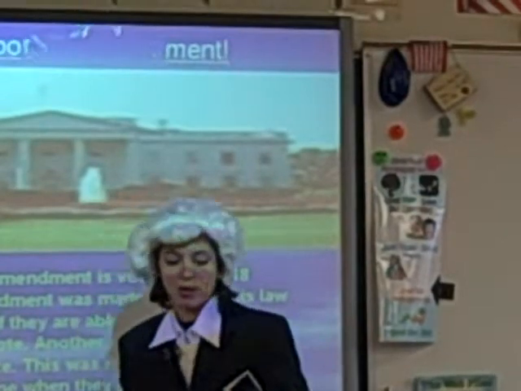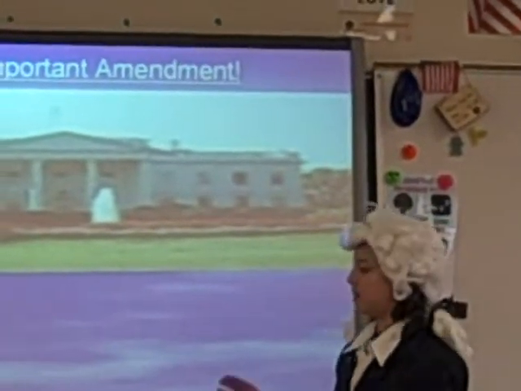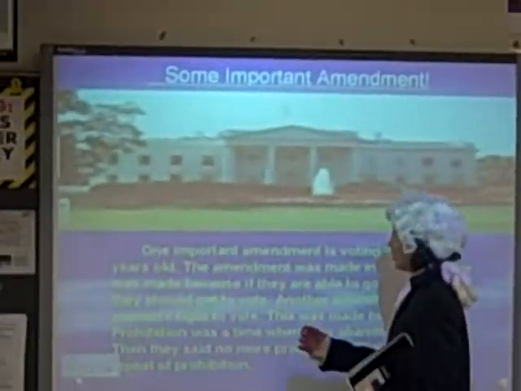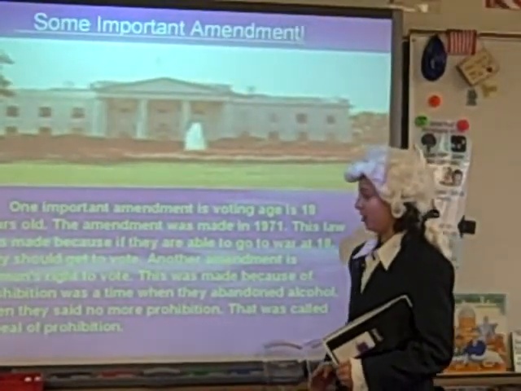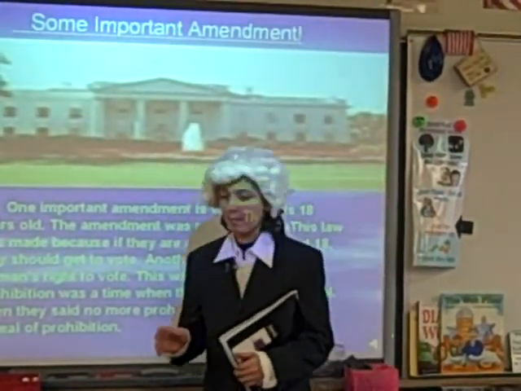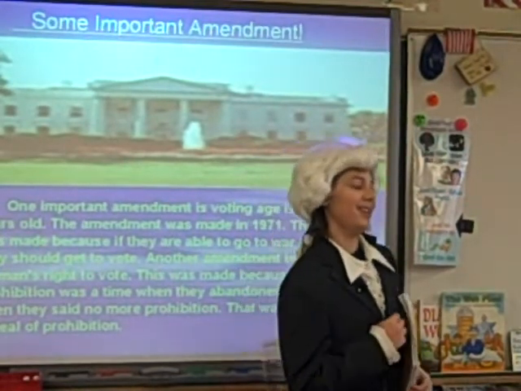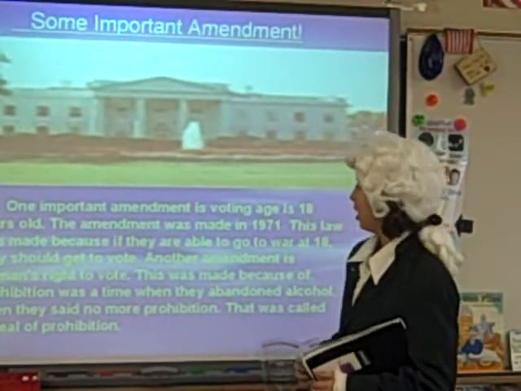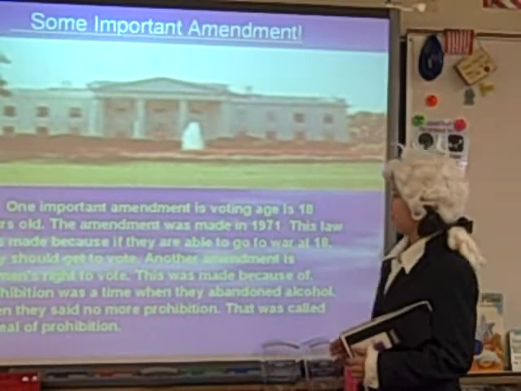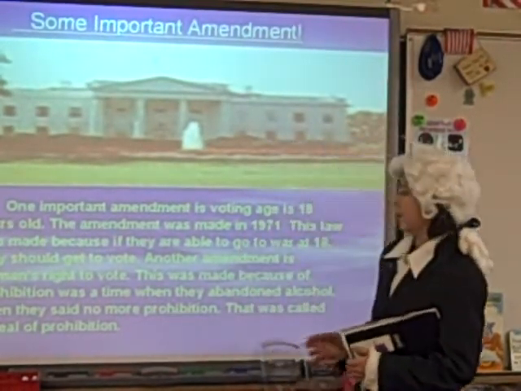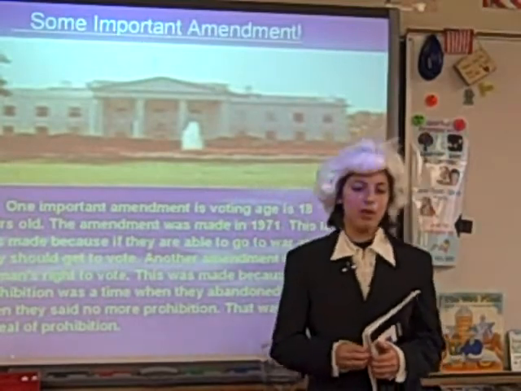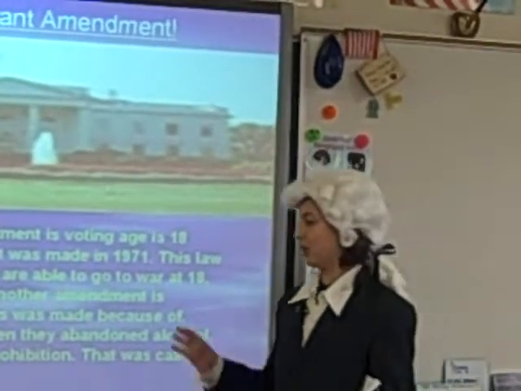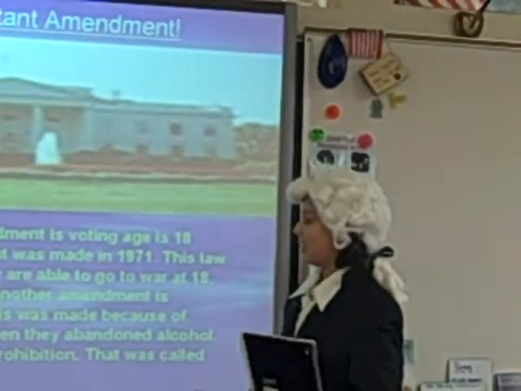There are a lot of important amendments. One important amendment is the voting age was changed to 18 years old. That amendment was made because they said if they can go to war, they should be able to vote. Another amendment was made in 1971. Another amendment is women's right to vote. They made women's right to vote because they said it should be equal, and there were a lot of protests. And then they made women's suffrage.